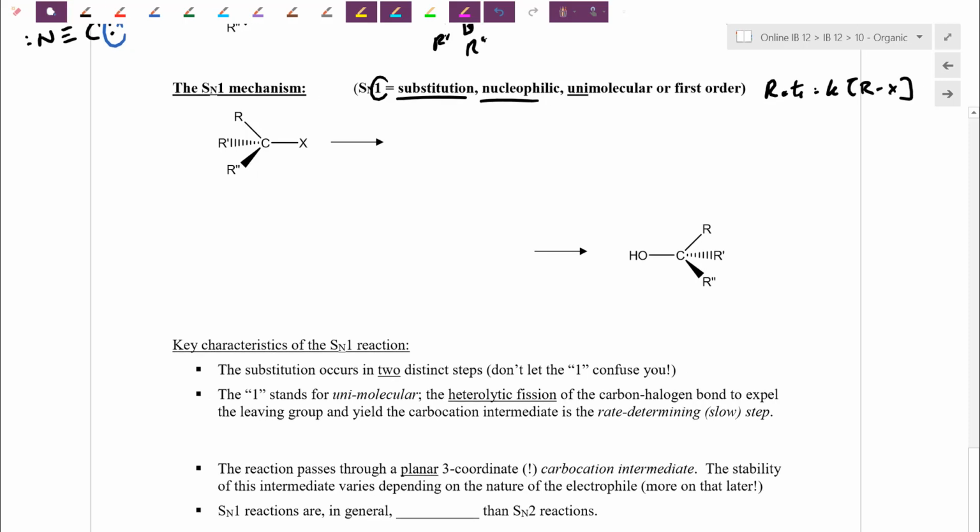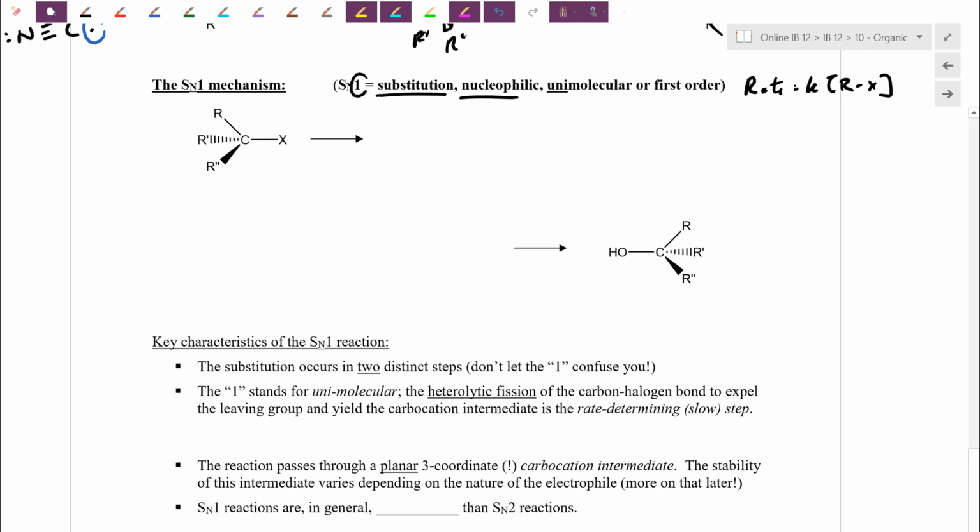We'll see this as we go through here. This actually takes 2 steps. Okay, so if you want to just sort of memorize the opposites, SN2 was 1 step, whereas SN1 is 2 steps. I'm going to show you the 2 steps of this mechanism.